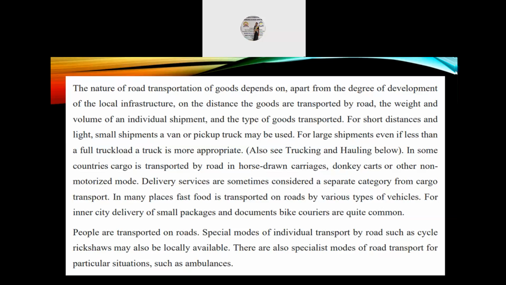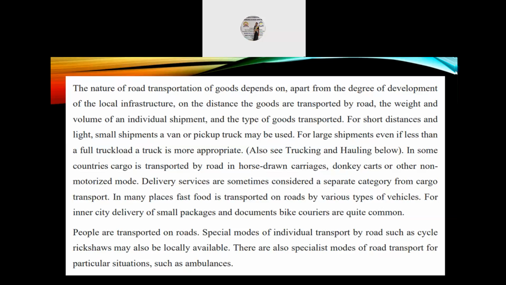For large shipments, even if less than a full truckload, a truck is more appropriate. In some countries, cargo is transported by road in horse-drawn carriages, donkey carts, or other non-motorized modes. Delivery services are sometimes considered a separate category from cargo transport. In many places, fast food is transported on roads by various types of vehicles. For inner-city delivery of small packages and documents, bike couriers are quite common.